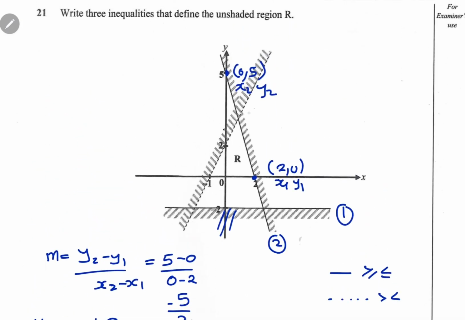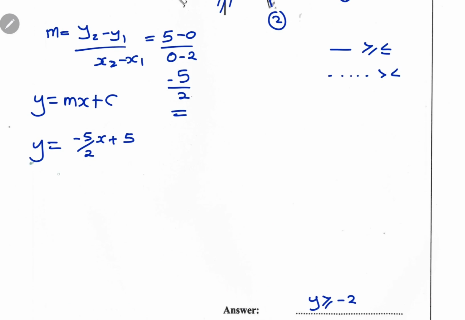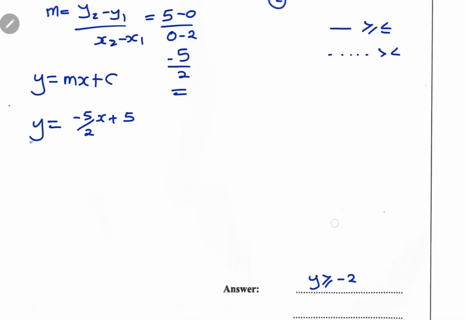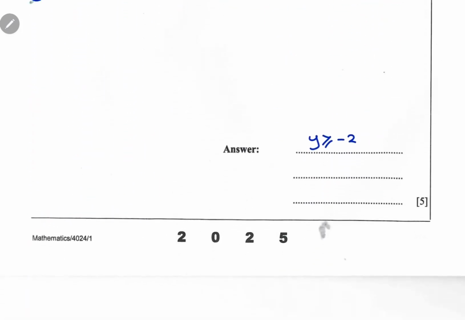Now, which part is shaded? This is a solid line, and you can see the shaded part is the greater part. So what are we going to write as the inequality? Since the shaded part is the greater part, we write the less part. So this one is going to be y is less or equal to negative 5 over 2 x plus 5.